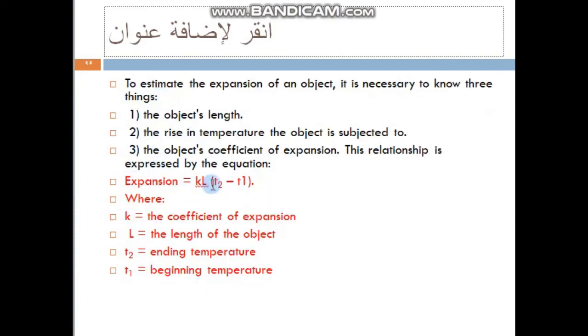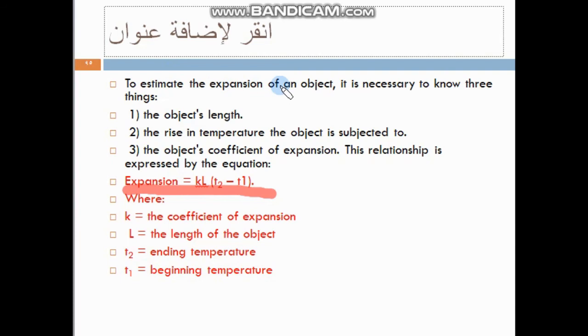Here we have our formula. The expansion is equal to K multiplied by L multiplied by (T2 minus T1). The K means the coefficient of expansion, the L means the length of the object, T2 is the ending temperature, T1 is the beginning temperature.